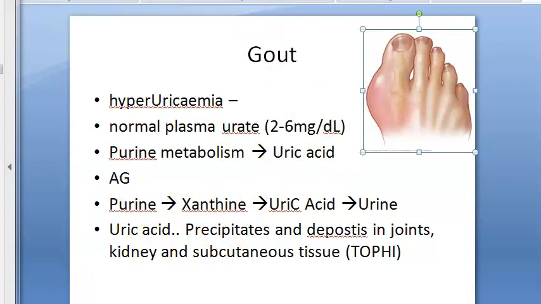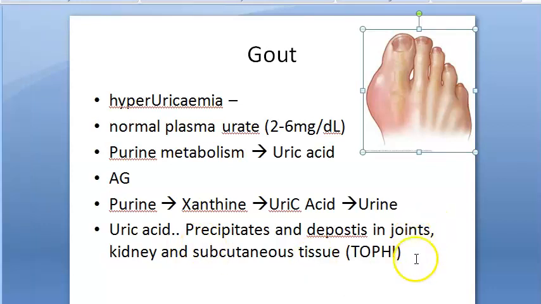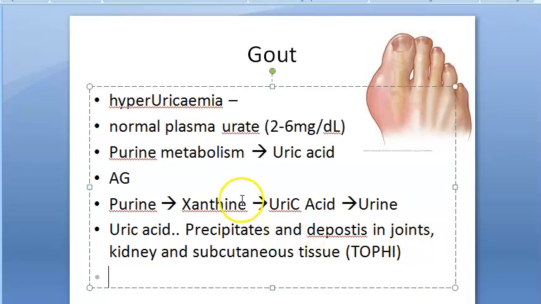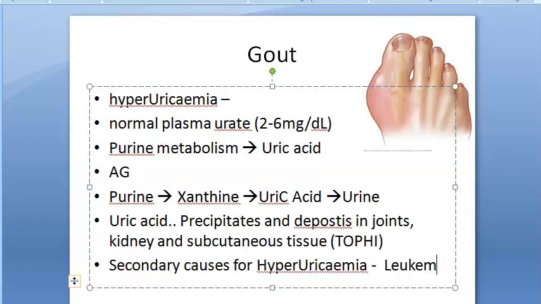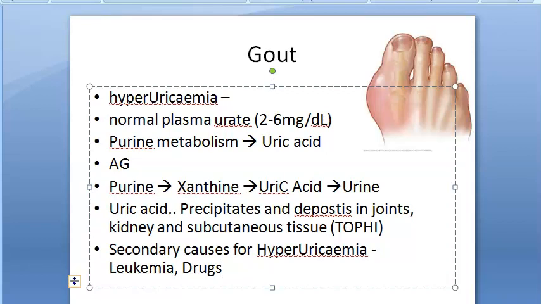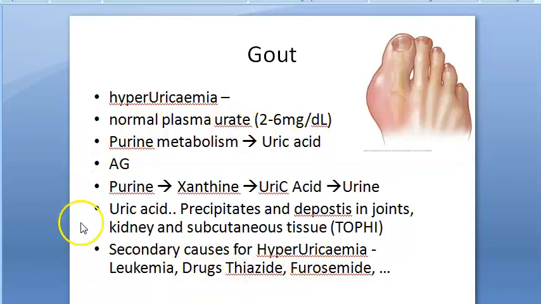Now in secondary hyperuricemia, what happens? Some other disease will cause increased hyperuricemia, like leukemias. Some drugs also increase uric acid. This is primary. Secondary causes for hyperuricemia will be like leukemia, and drugs like we have seen a few recently, right? Thiazide, furosemide. So many are there. We will come to all this. So some drugs also increase the uric acid levels in our body.